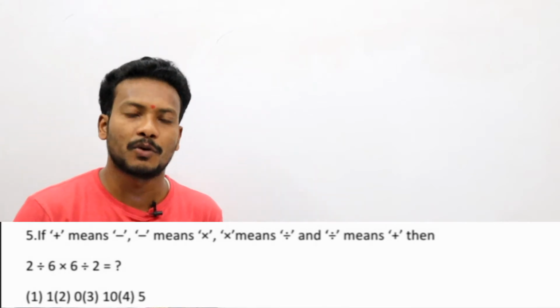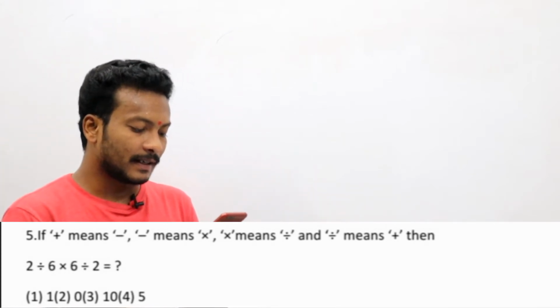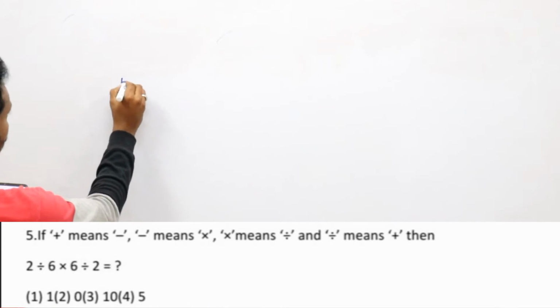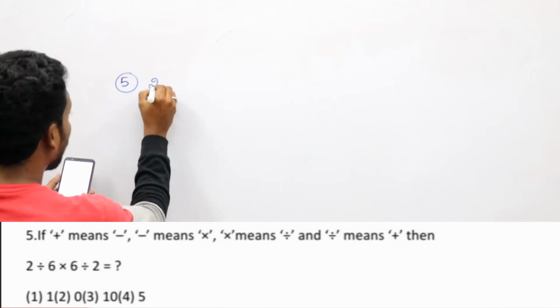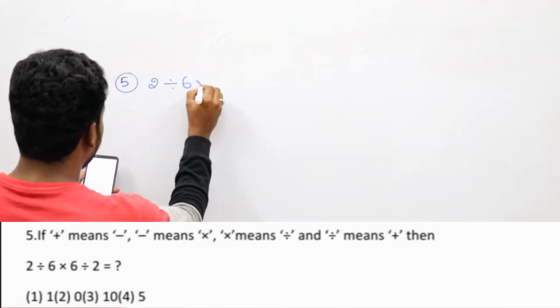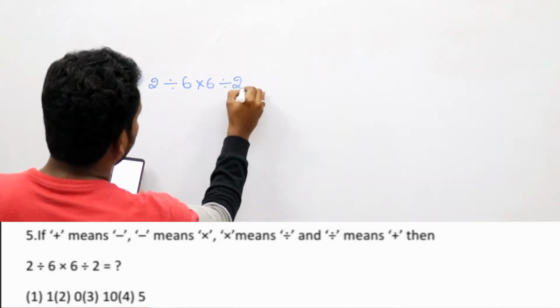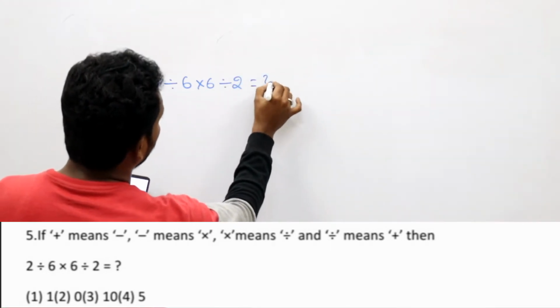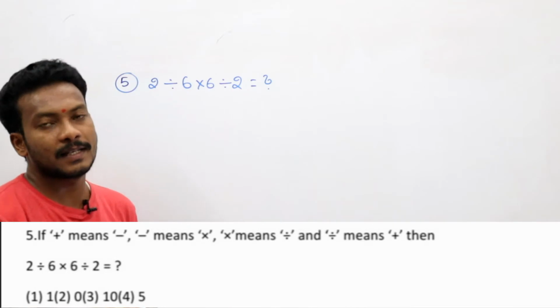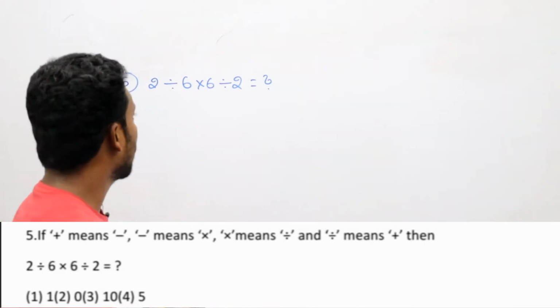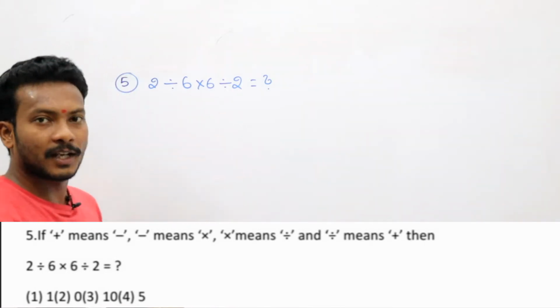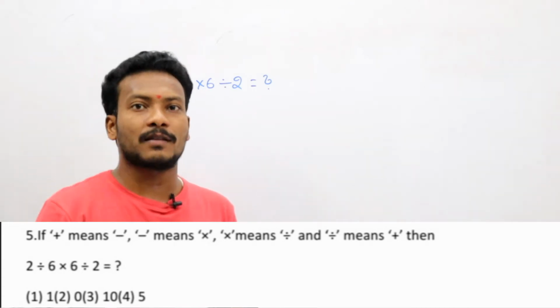Okay, next, fifth question. What is the fifth question? Directly not given, that is 2 divided by 6 into 6 divided by 2 is equal to what? Only the question is there, it is a simplification. 2 by 6 into 6 by 2 getting a one value, but some of the rules are there in the above.